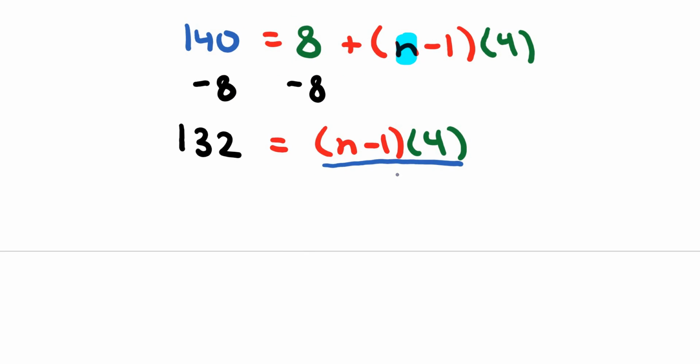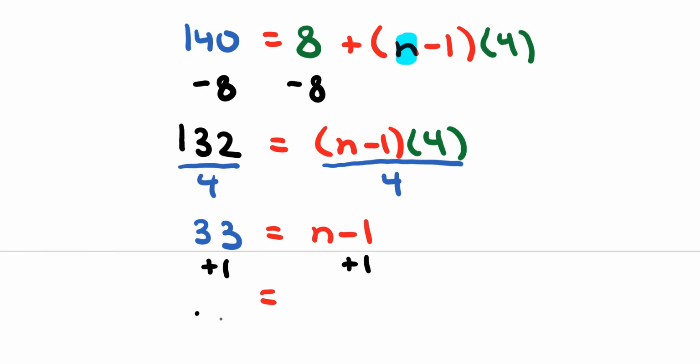Then in order to get rid of that 4, I can divide both sides by positive 4. So 132 divided by 4 is going to be 33, equals n minus 1. And then if I add 1 to both sides, I get 34 equals n. Okay, so in the 34th row, I would have 140 seats. All right, so that's it for this homework video guide on section 6.5.